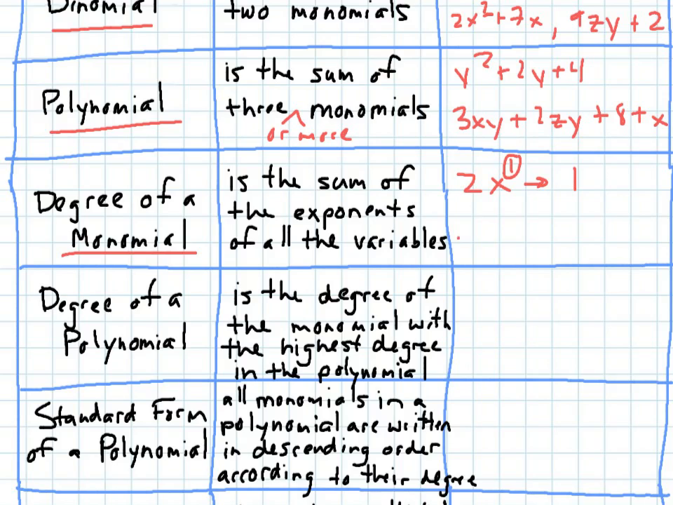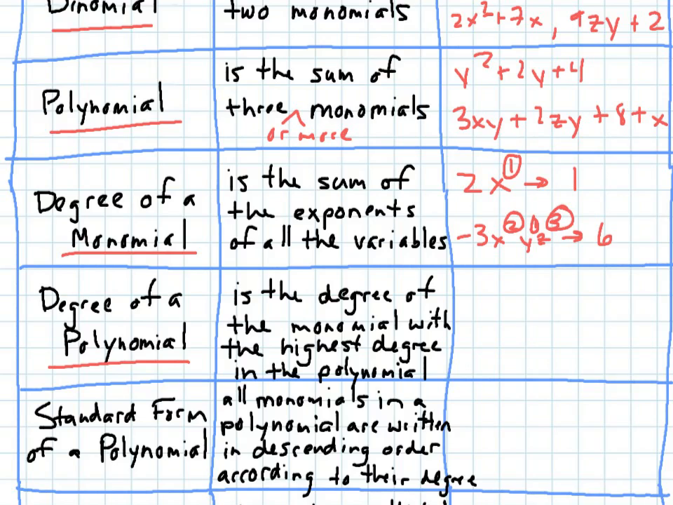If I have, let's say, negative 3x squared y z cubed, then adding all these together, I have a 2. There's a 1 here that's not written for the y, and there's a 3. So 2 plus 1 plus 3 gets me 6. So the degree of negative 3x squared y z cubed is going to be 6. Okay, the degree of a polynomial is going to be the highest degree of one of the monomials in the polynomial.